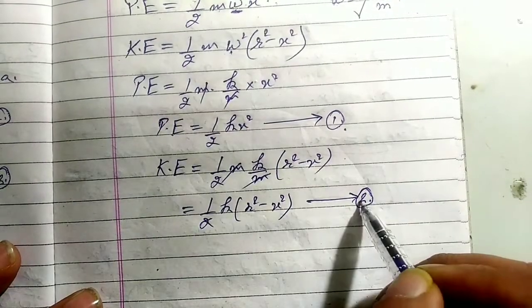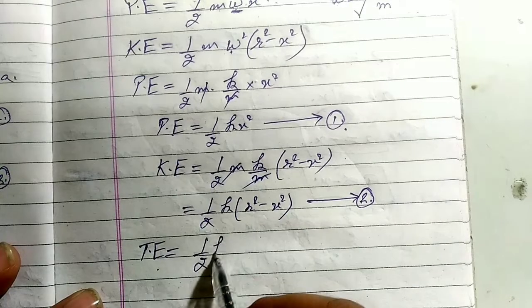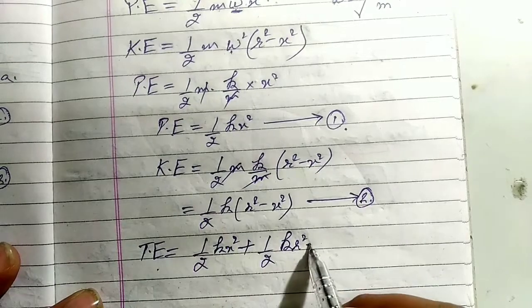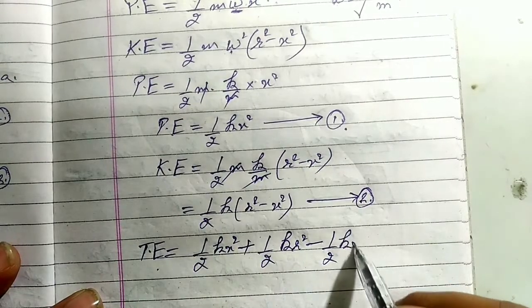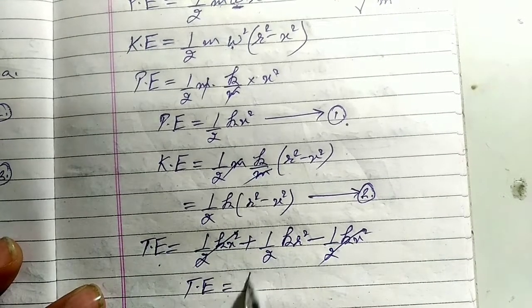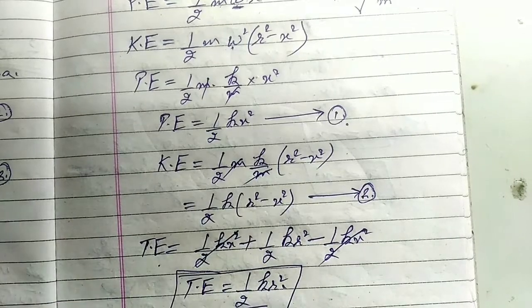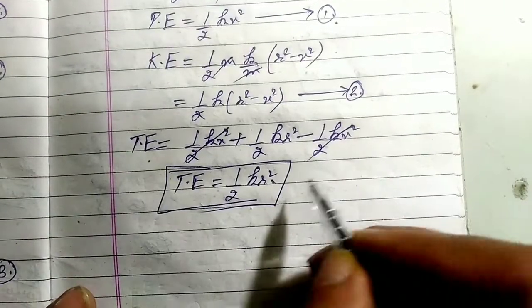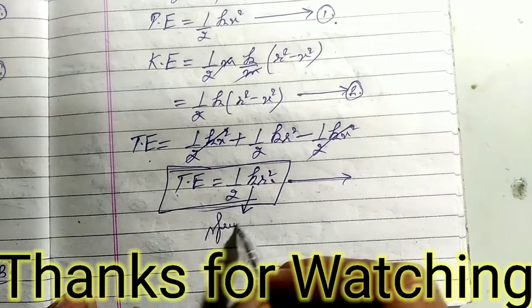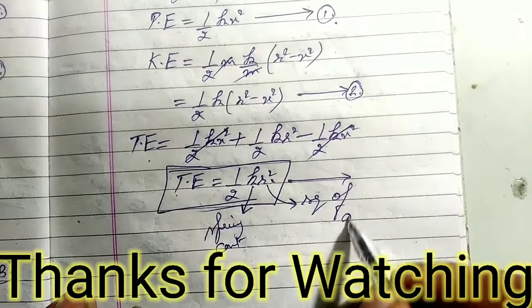Adding equations 1 and 2, we will get total energy. So half kx square plus half k (r square minus x square) gives half kx square plus half k r square minus half kx square. So total energy is equal to half k r square. The last equation shows that the total energy depends upon the spring constant and the square of the amplitude.